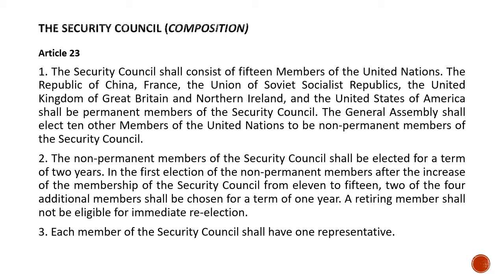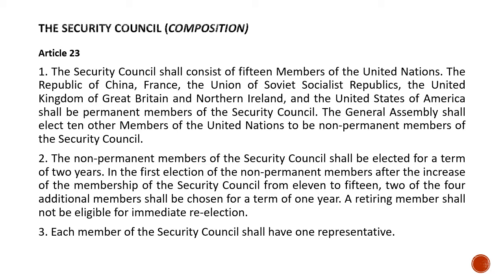Security Council. The Security Council composition. Article 23 of the United Nations Charter explains the composition of the Security Council. The Security Council shall consist of 15 members of the United Nations. The Republic of China, France, the Union of Soviet Socialist Republics, that is now Russia, it was USSR in the past and now it's Russia, the United Kingdom of Great Britain and Northern Ireland, and the United States of America shall be the permanent members of the Security Council. The General Assembly shall elect 10 other members of the United Nations to be non-permanent members. Like there will be permanent members and 10 other members who will not be permanent.